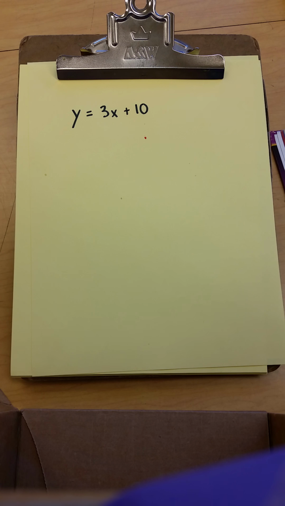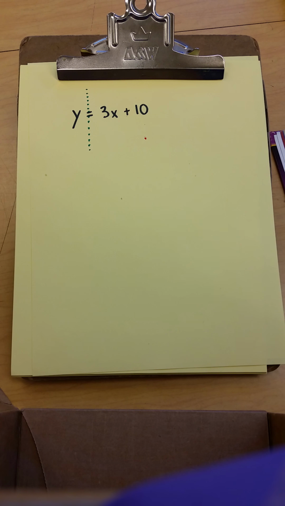Take a look at this equation. What things can we notice about it? For one thing, it's split into two sides like all equations. Another thing we might notice is that it has three terms. It has a y term, an x term, and a constant term.